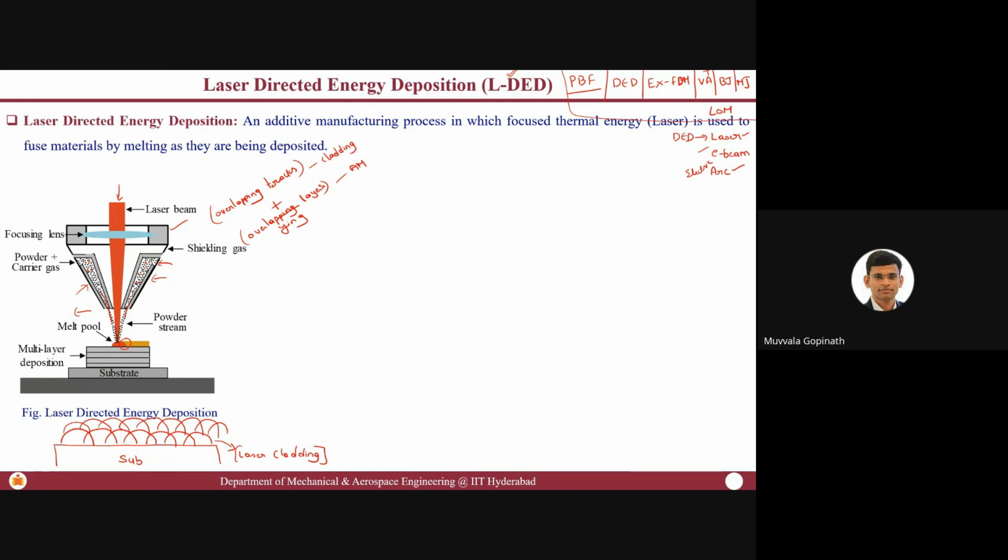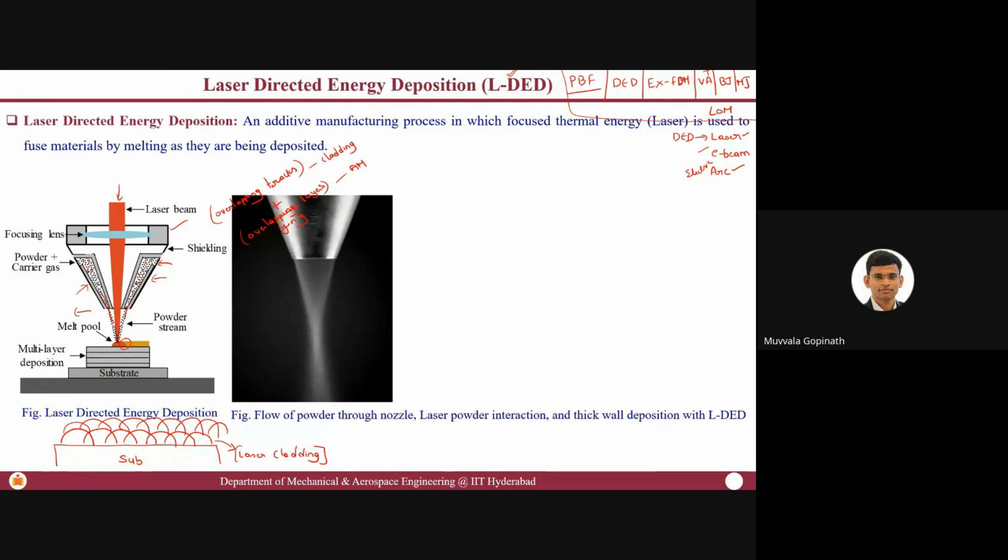Now, in reality, how does this process look? Simple. You have a coaxial nozzle. Typically, we call this a coaxial nozzle. From the nozzle, what is coming out is the powder. Who is carrying that powder is your carrier gas, what you can see over here. One interesting thing about this powder coming out of the nozzle is it's just flowing like water. Not just that, look at this location. Here, the powder stream actually converges.